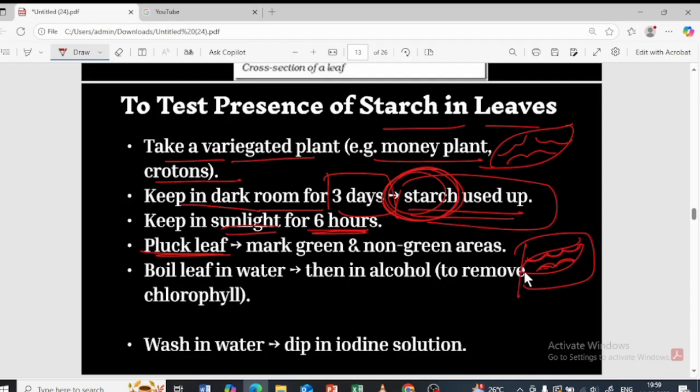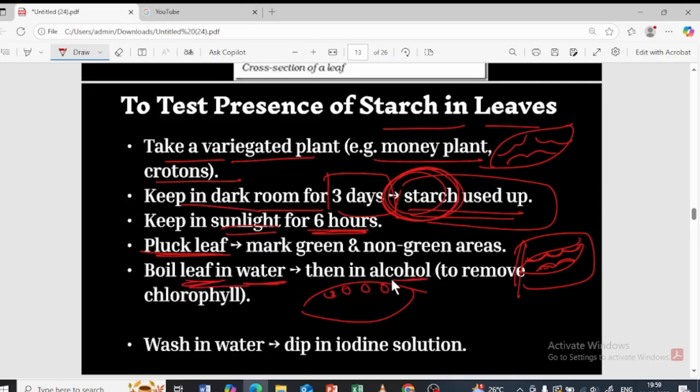Now what we are going to do, we are going to take this leaf and keep it in the water to boil. We will boil the leaf, because obviously in the chloroplast cells the chlorophyll pigment will be present. I want to rupture the chloroplast cells, because then the chlorophyll pigment will easily come out. That is the reason I'm going to keep it to boil in the water.